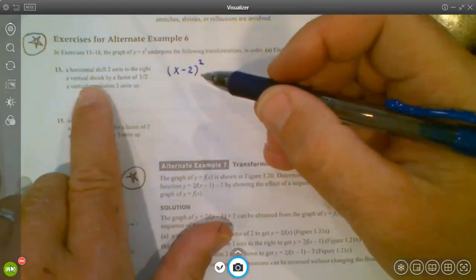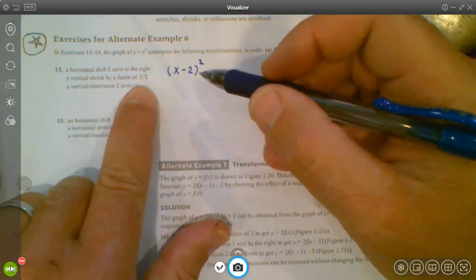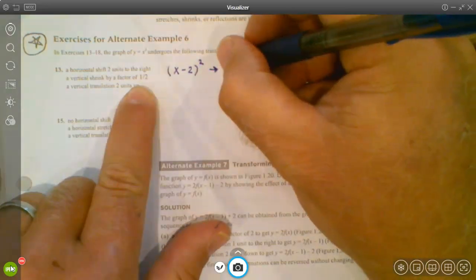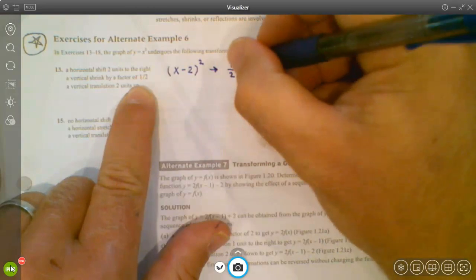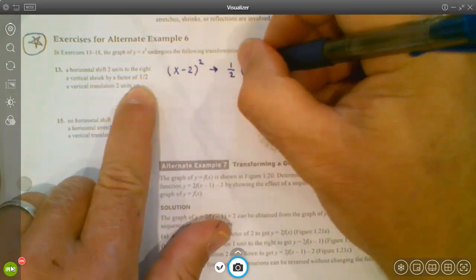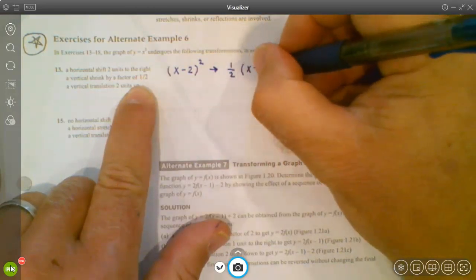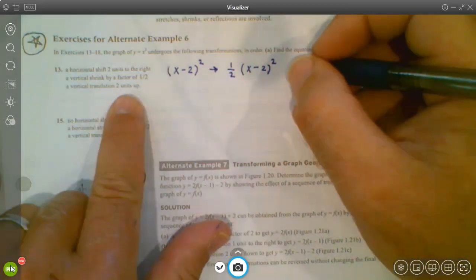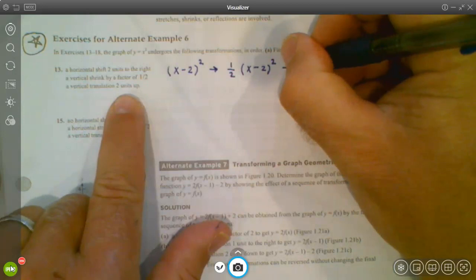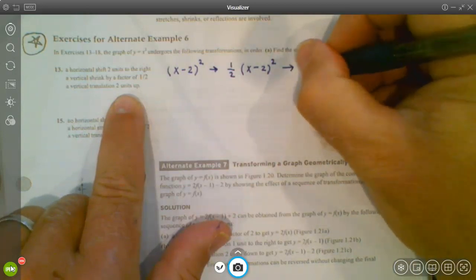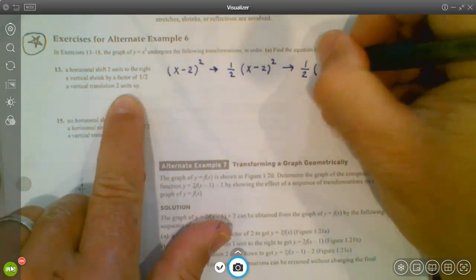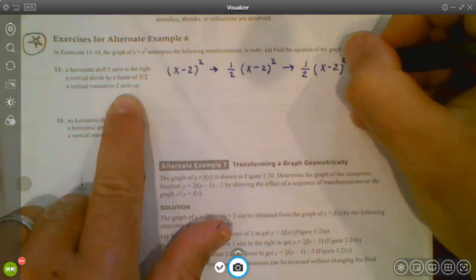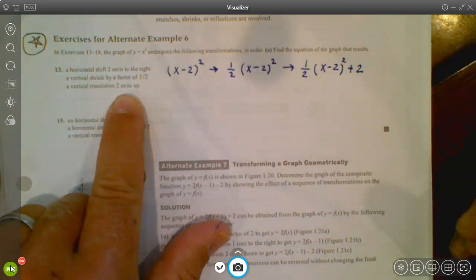And now we're going to do a vertical shrink by 1/2. And remember, the vertical stuff, we just take it at face value. I am multiplying the whole thing by 1/2. So that would be this. And now we can do the translation 2 units up by simply adding 2 at the end. And that's what our finished product would look like.